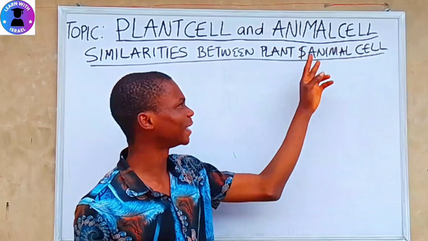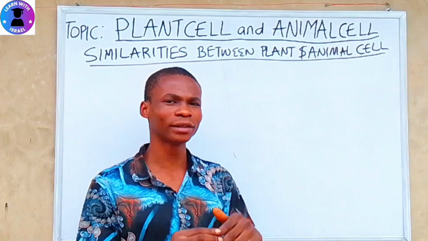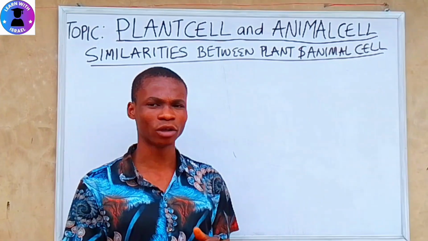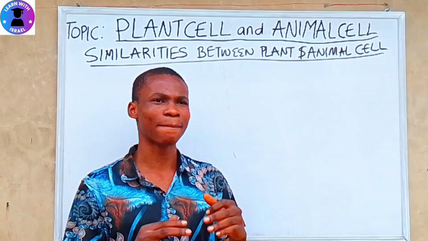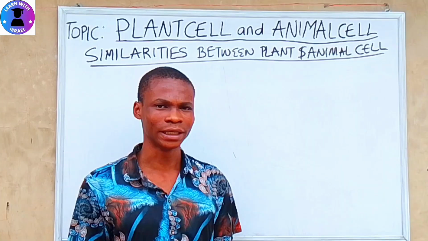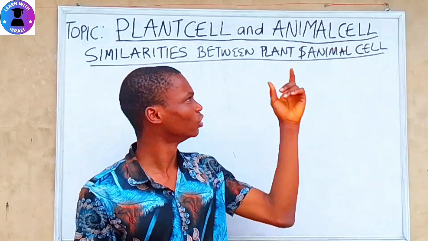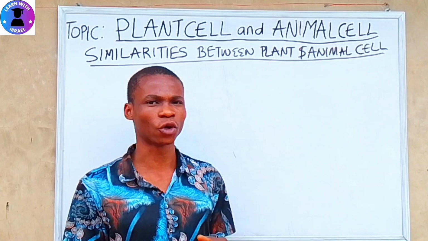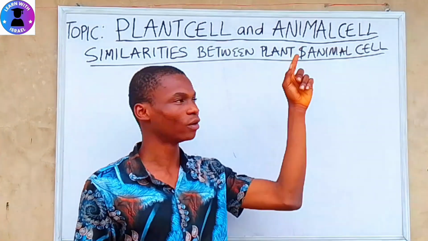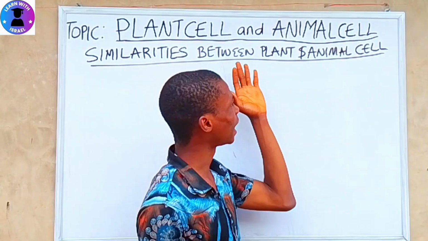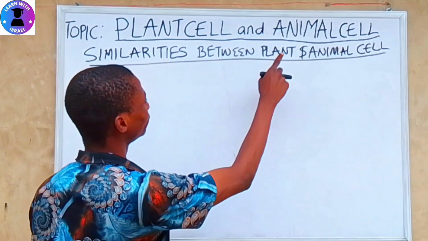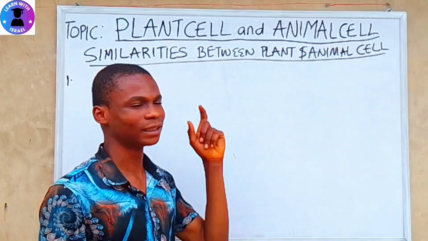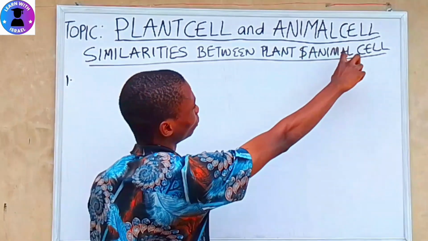And both plant cell and animal cell are both eukaryotic. They are membrane-bound organisms. So now, since we know that cell type based on classification of structure consists of both plant cell and animal cell, let's dive into the similarities between plant and animal cell. Similarities is what is in plant cell that's also in animal cell.